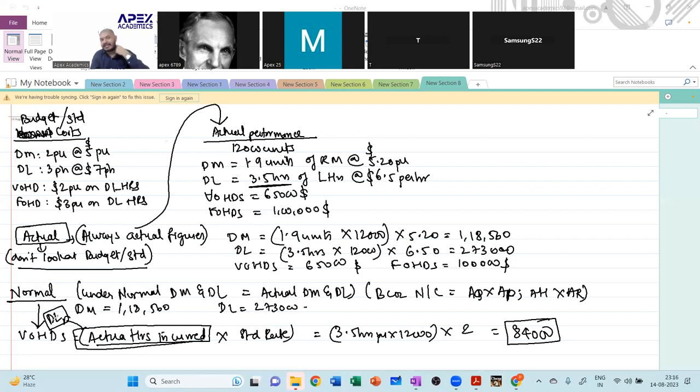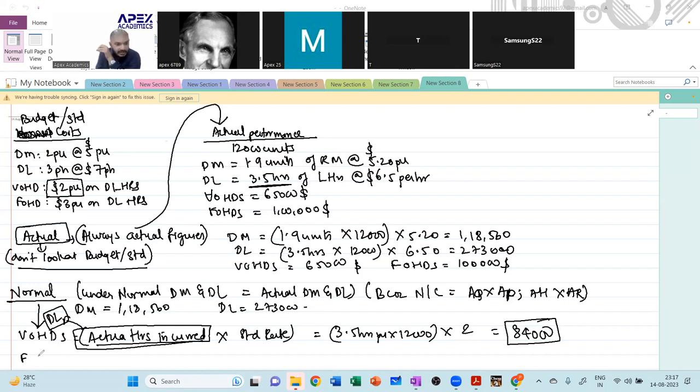For a very simple reason: variable overheads will be incurred as long as the direct labor was working. So the direct labor was working for 3.5 multiplied by 12,000, which is equal to a total of 42,000 hours. And since they worked for 42,000 hours, it was budgeted that they will incur 2 per hour, right? So that is why it is going to be 2 over here.